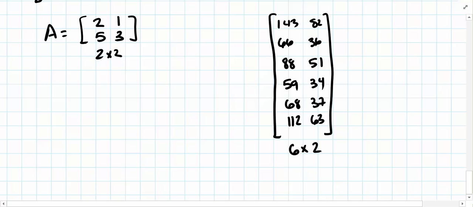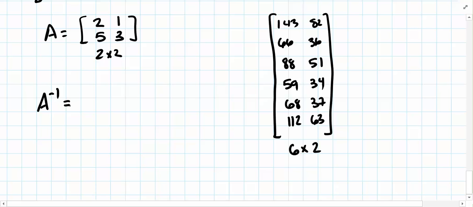Awesome, okay, so now I need to undo the cryptogram, right? And the way that we undo the cryptogram is we multiply by the inverse of the key that was given to us. So the key that was given to us was 2, 1, 5, 3. So we need to figure out A inverse. So what would A inverse be?